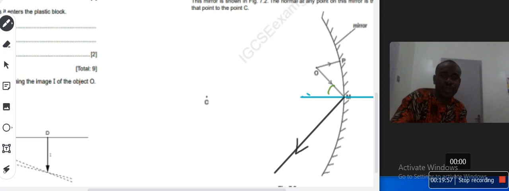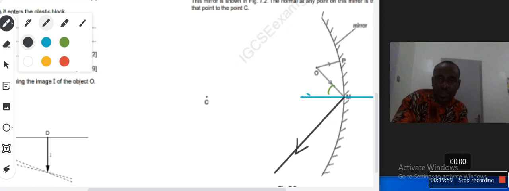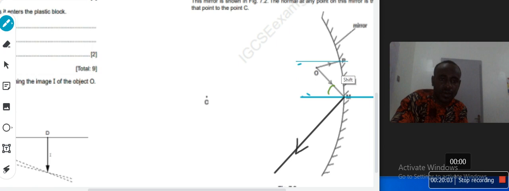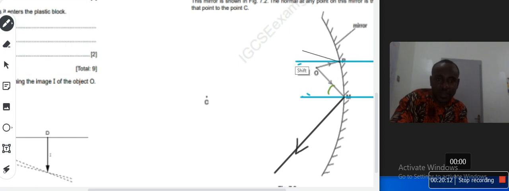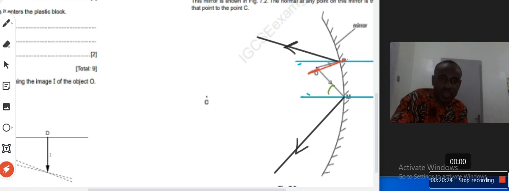Alright, we can do the same thing for P. Draw the normal at P, and with the normal drawn at P, we can draw the reflected ray for P. You know, OP strikes P and bounces off.